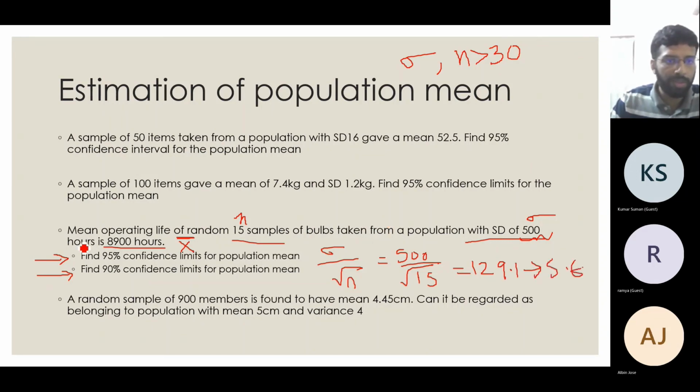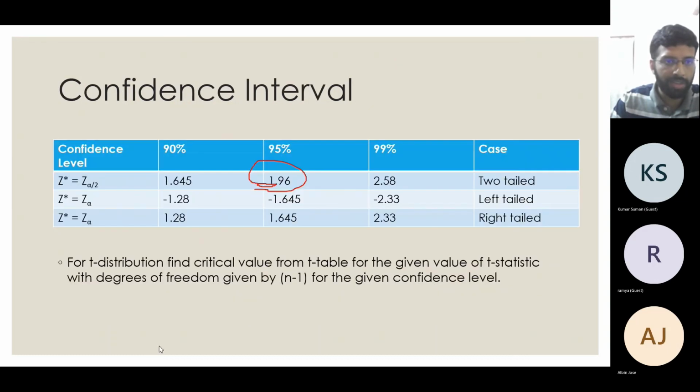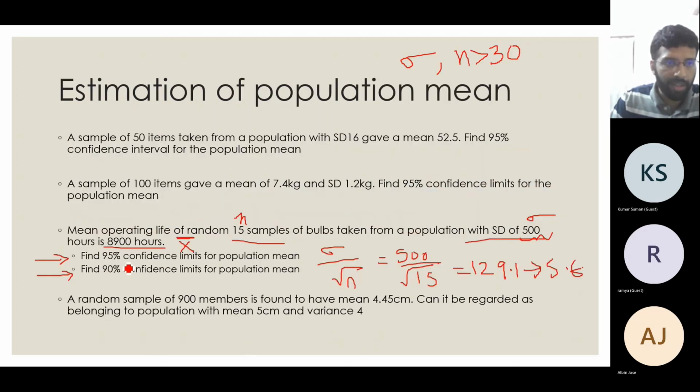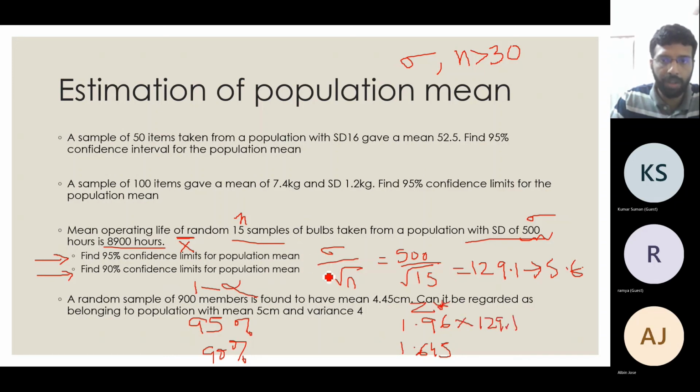And for 95% and 90%, this is a two-tail case only. So I'll just see the values. For 90% it is 1.645 and for 95% it is 1.96. So these correspond to my Z star, for 1 minus alpha. Now I have to multiply these by the standard error, which is 129.1. For the second case it is again 129.1. This gives my margin of error for the confidence intervals of 95% and 90%.